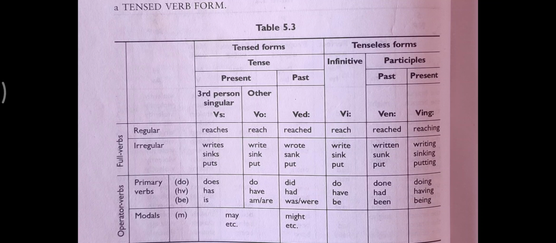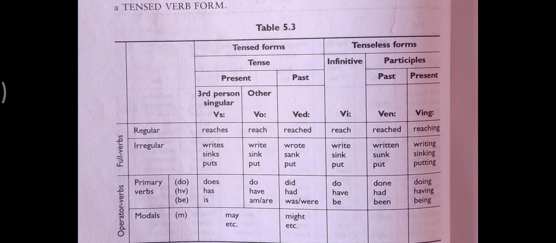Regular: reach, reaches, reached. Irregular form means there is a vowel change. Okay, right: writes, wrote; sing, sang. See the past form: put, puts, put, like this.